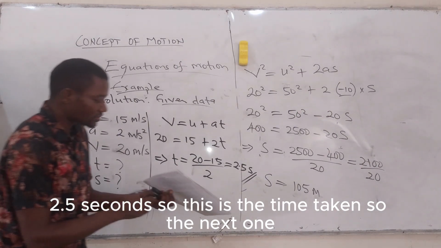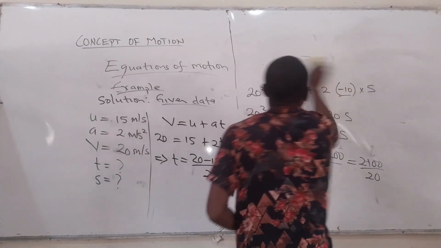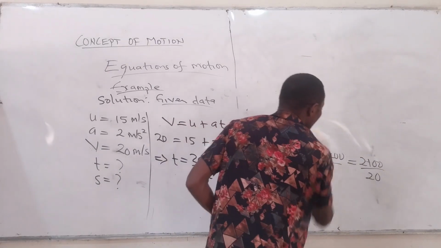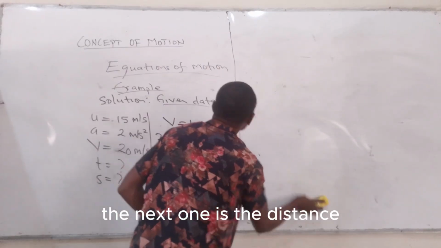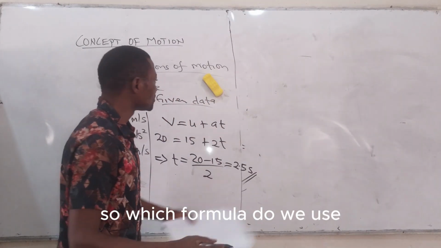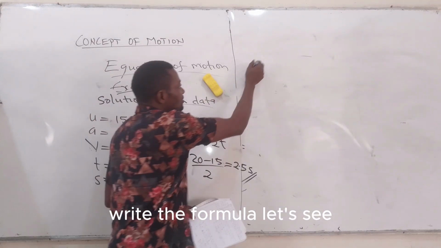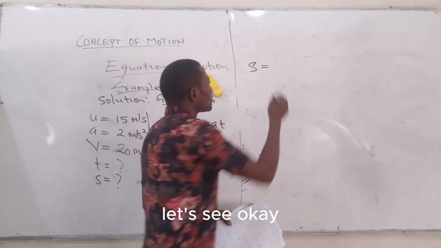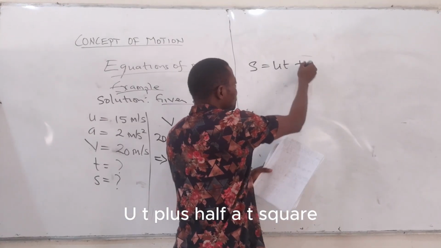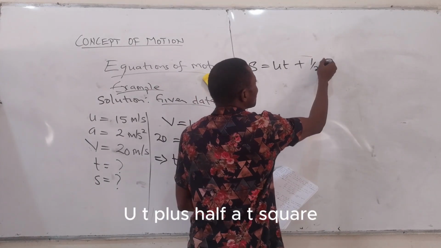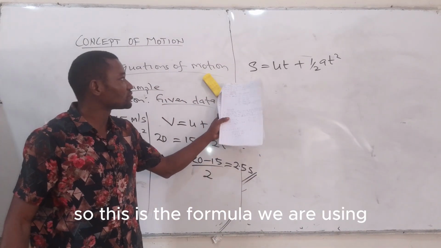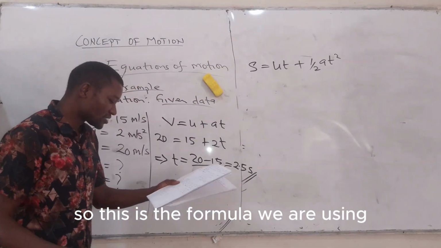The next one, now that we know the time taken, is the distance. So which formula do we use? Write the formula, let's see. Have you written them? Right, let's see. ut plus half at squared. Is this what you have written down? So this is the formula we are using.